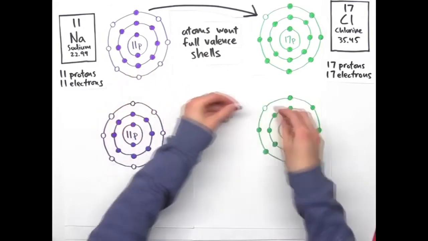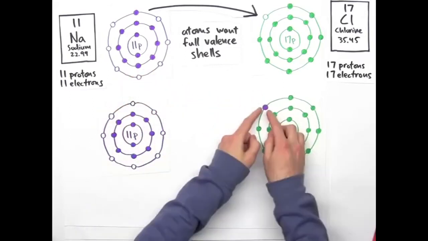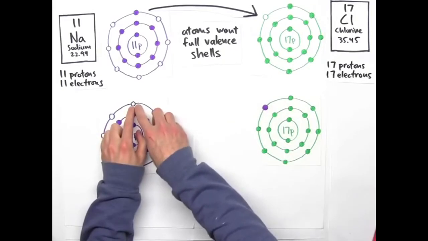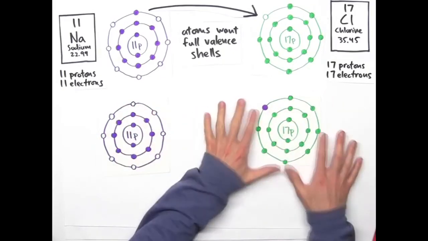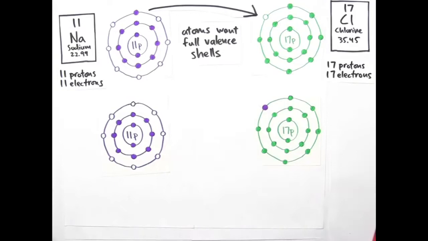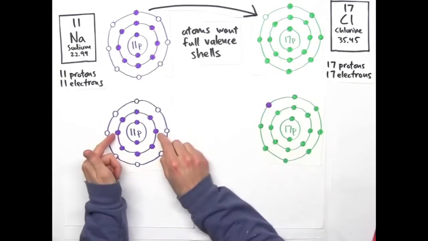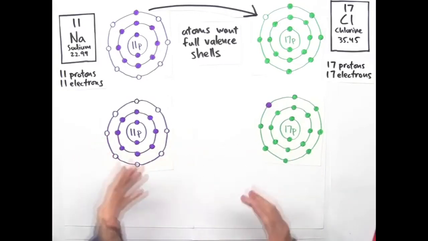Okay, so it leaves sodium and it goes into chlorine. Okay, and now chlorine has filled this empty spot with one of sodium's electrons. So now chlorine is super happy. It has a full valence shell. It's achieved its goal in life. But take a look at sodium over here. Though you may not know it, sodium has also achieved its goal in life.